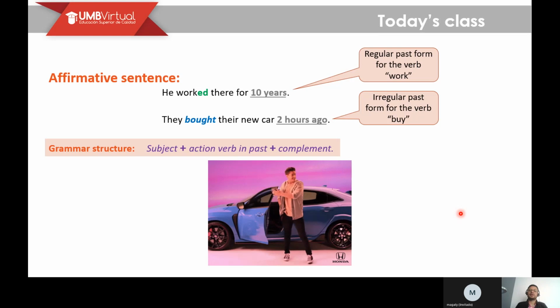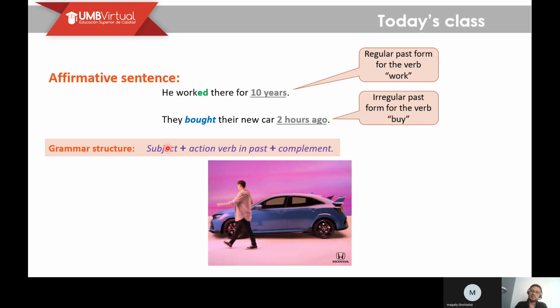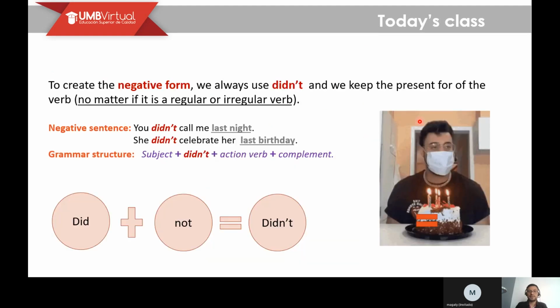¿Listo? Now, the structure that we have. He worked there for 10 years. That is regular because you have ed. Subject, action in past, in conjugation past, and the complement. Or they bought the new car 2 hours ago. This is the irregular form and irregular verb to buy. So look at it, it changes.